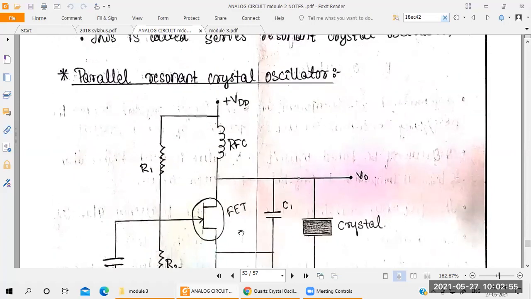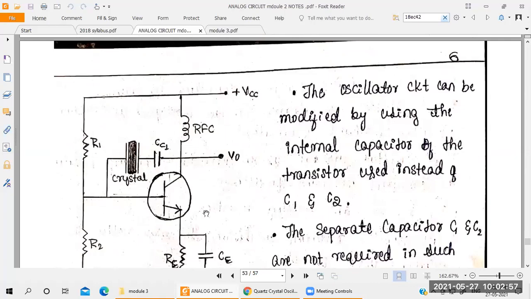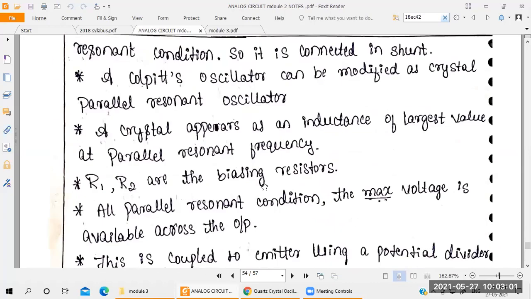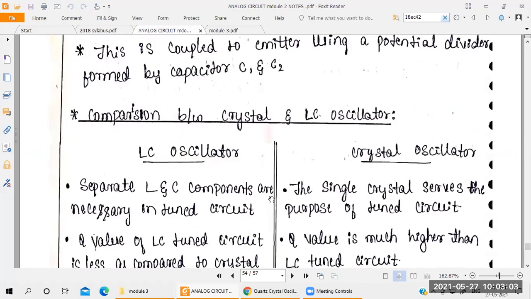So again, what is the parallel resonant frequency? Series resonant frequency means the crystal is serially connected with the amplifier. Understood? So next we'll move on to the problems here.